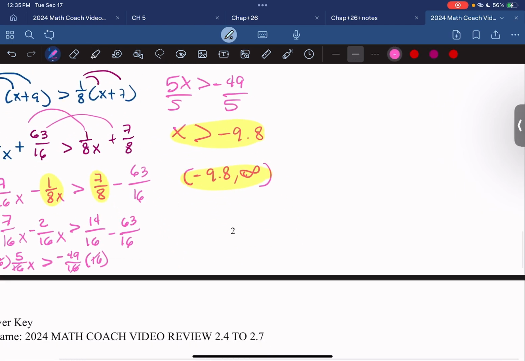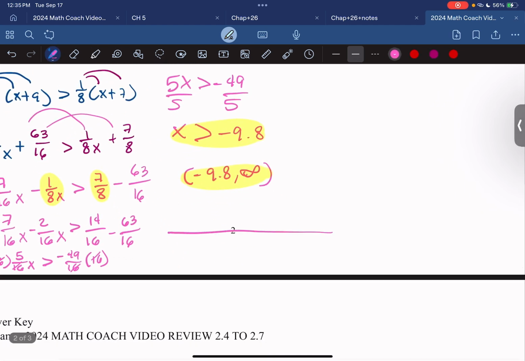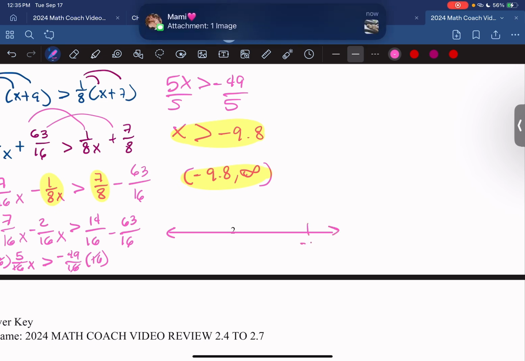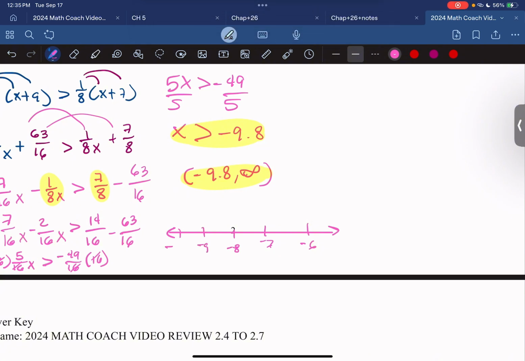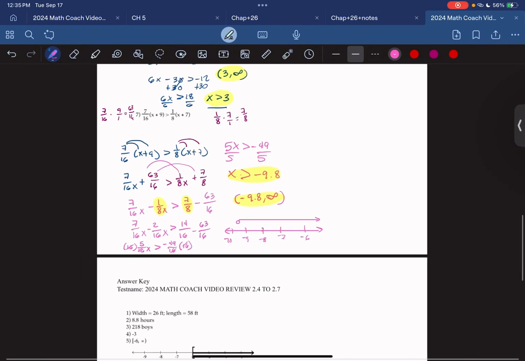I don't have a graph, so let's make one. Okay, -6, -7, -8, -9, -10. So -9.8 will be kind of around here, open circle, and x is greater than. And when it's greater than, we go to the right because it's positive. And that's our answer for number 7.